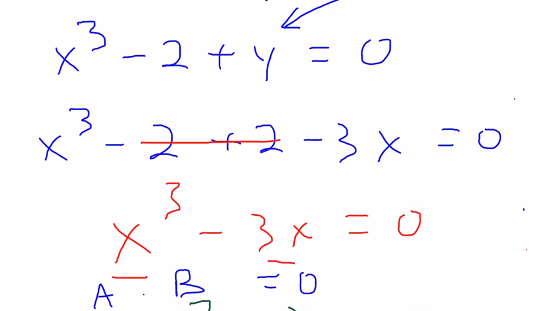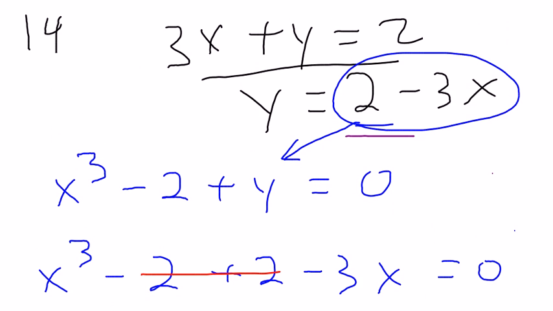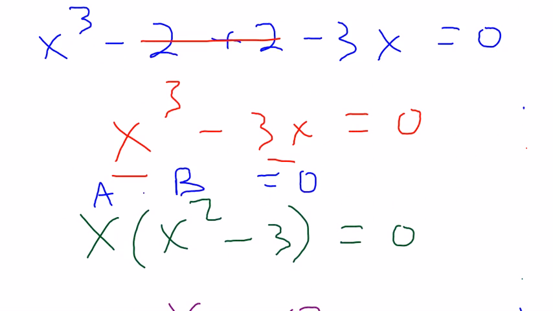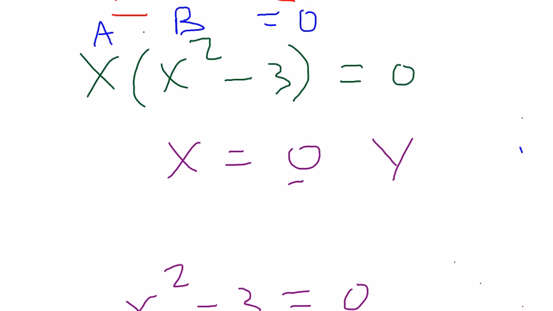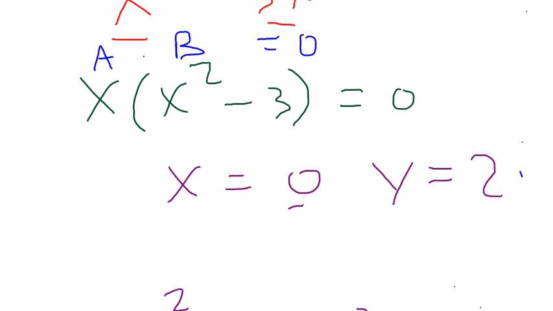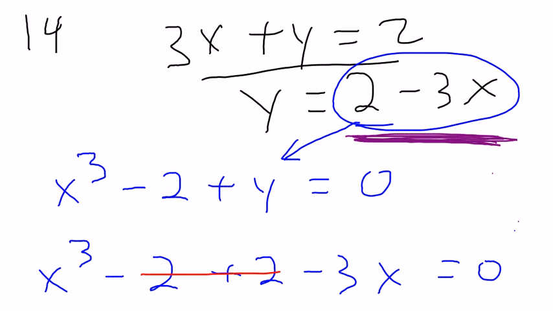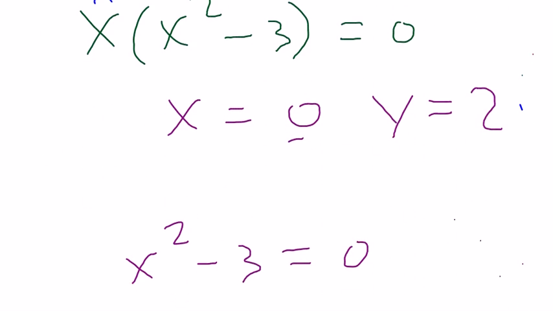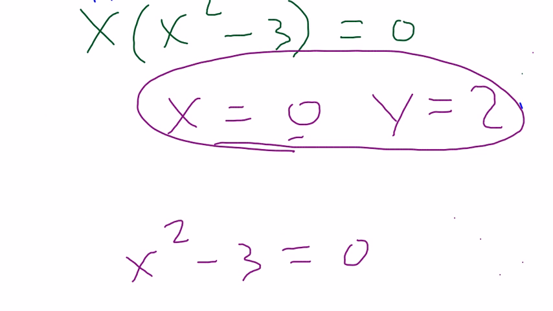So when x is 0, let's use this equation. This one's the easiest. When x is 0, we're going to take 2 minus 3 times 0. So that means y is going to equal 2. Right? Because I put a 0 in here. 2 minus 3 times 0. Alright, so there's one answer.